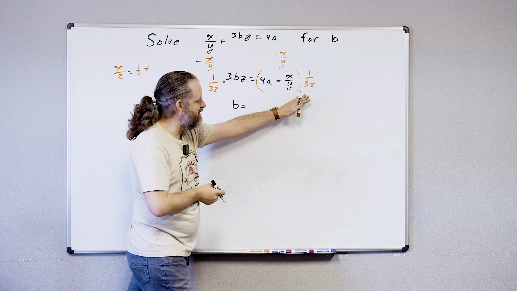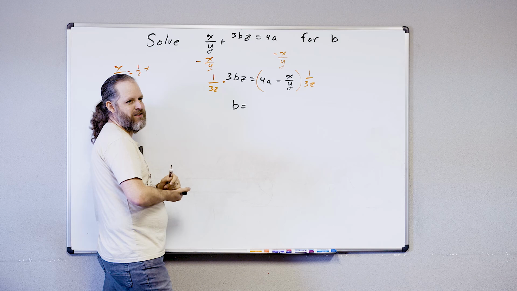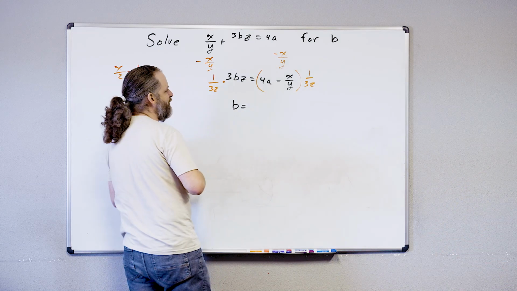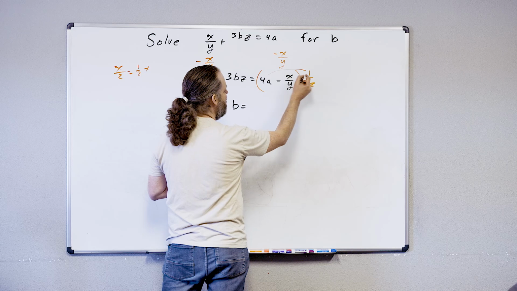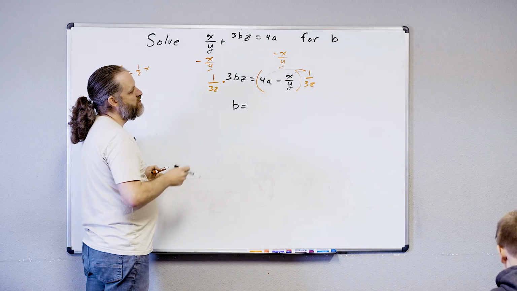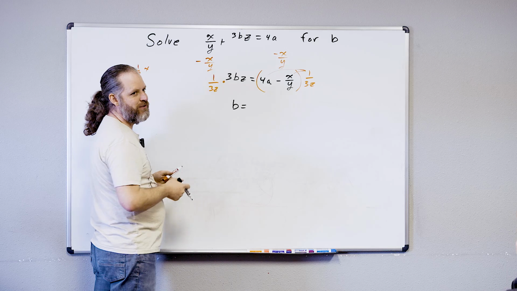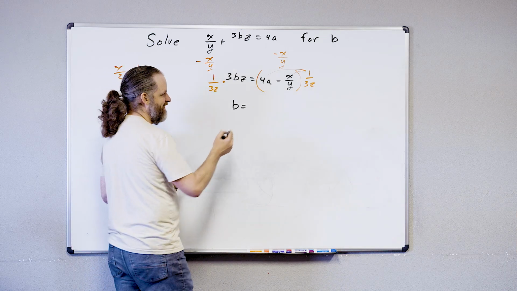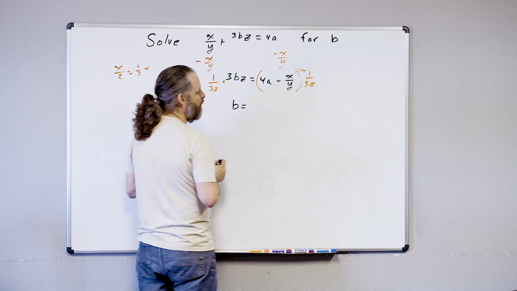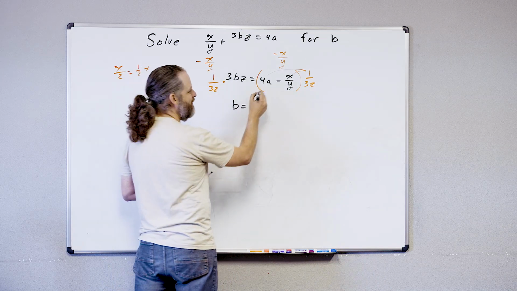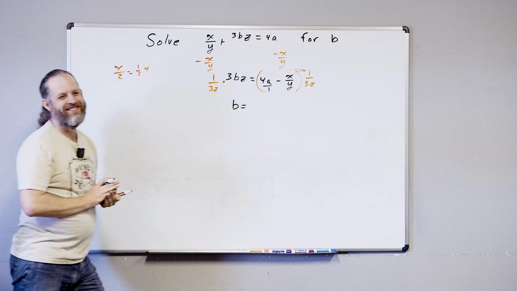Was this 1/3z times all this mess? What is that going to do? If this was a 4, what would we do with it? Yeah, distribute it. Absolutely. We've got to distribute that in there. So what's 4a times 1 over 3z? How do I write 4a as a fraction? 4a over 1, right?